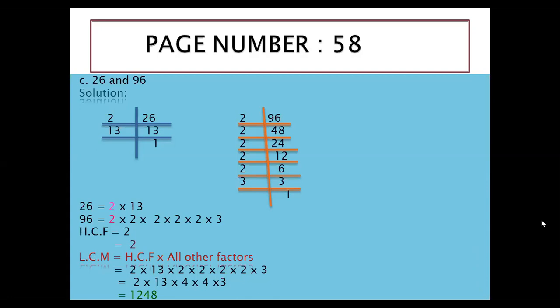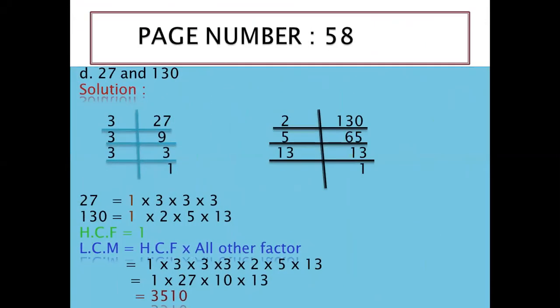1248. The LCM of these two numbers and HCF is only 2. Part D, the last part of this question, is 27 and 130. Make the factors of 27, the prime factors. 27 is divisible by 3, 9 and 9 is also divisible by 3. The factors of 27 are 1 multiplied by 3 multiplied by 3 multiplied by 3.